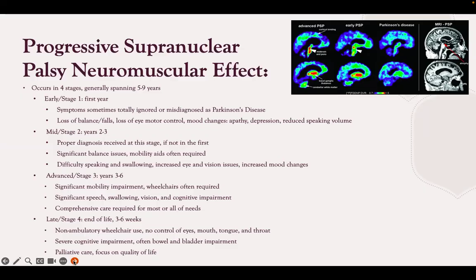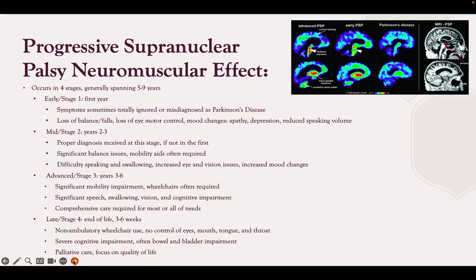In stage 3, spanning years 3 to 6, cognitive issues worsen, including memory impairment. Significant mobility issues and muscle pain and stiffness result in wheelchair use. Patients have limited control of the tongue, mouth, and throat, and have difficulty speaking and swallowing. Vision impairment worsens, and choking and pneumonia risks are high. Affected individuals require comprehensive care for most, if not all, of their needs at this stage.